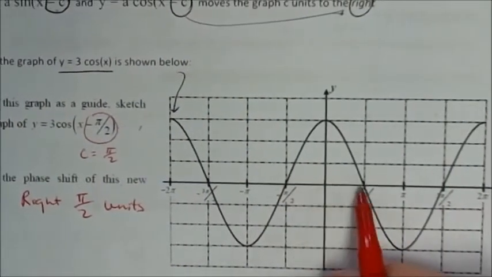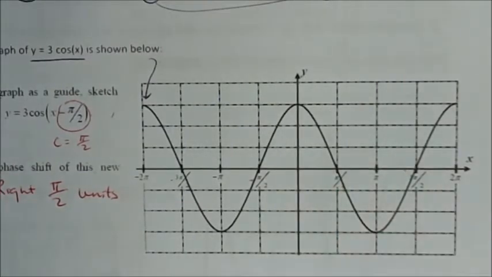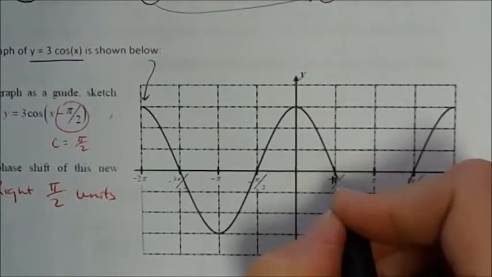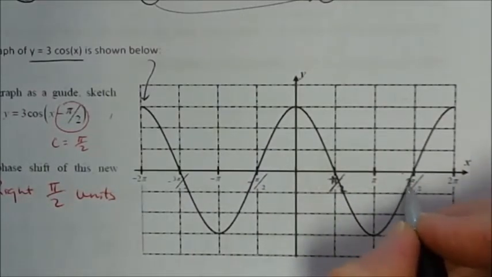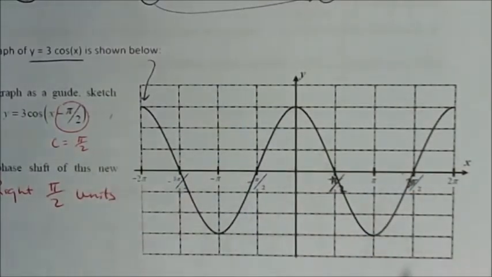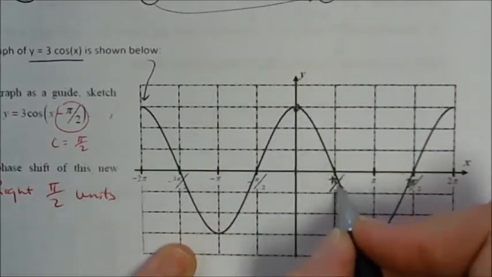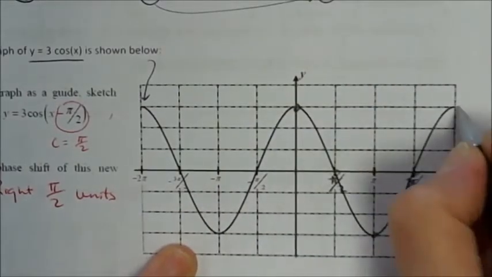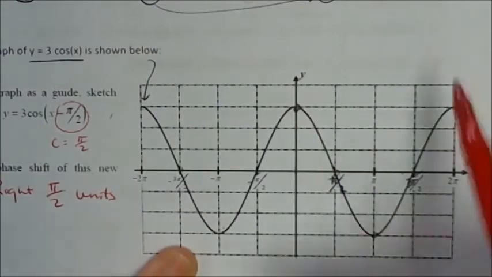On this graph, each one of these tick marks is pi over 2. It's not really very clear, but here's pi over 2, here's pi, here's 3 pi over 2, and here's 2 pi. So each one of these tick marks represents pi over 2. So we're going to take each major point along this graph, and we're going to shift them all to the right by pi over 2, or 1 unit.